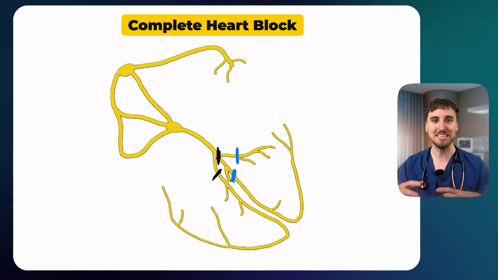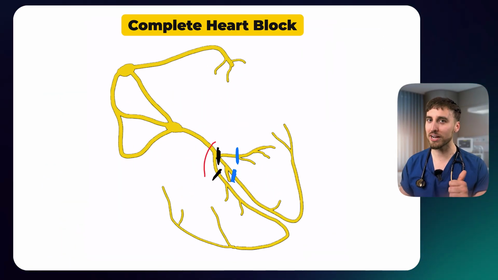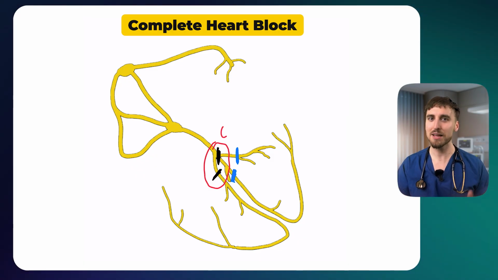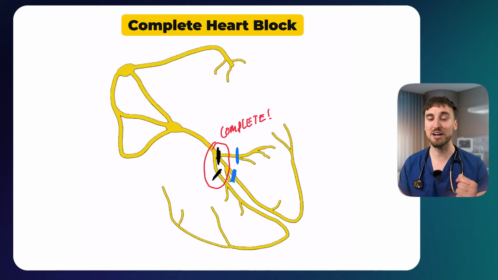Now we have to think of these compound blocks, where we get two of them together. Just remember though that if we had a right bundle branch and a left bundle branch together, that would actually cause a complete heart block. So any of these further ones, we're thinking of right bundle branch plus another.